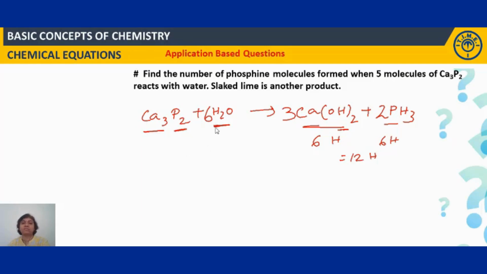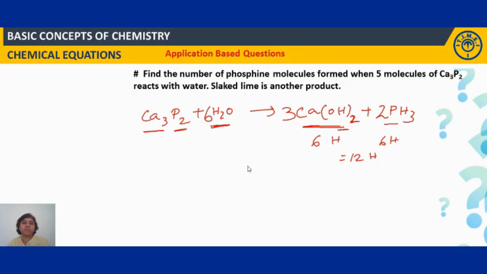Now oxygen. Left hand side how many oxygen atoms are there? 6. Right hand side you check. In one calcium hydroxide there are 2 oxygen atoms. So 3 calcium hydroxide, there are 3 twos, 6 oxygen atoms. So you could understand. See, left hand side 6 oxygen atoms, right hand side also 6 oxygen atoms. Clear? Okay. So our equation is balanced.